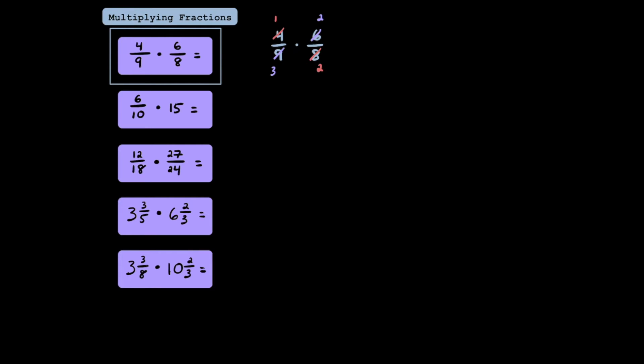I see that we still have a 2 and a 2 that can be cross-canceled, so 2 becomes a 1, and the other 2 becomes a 1. That makes sense because 2 over 2 is just one whole. Multiplying 1 times 1 in the numerator, we're just going to get 1, and multiplying 3 times 1 in the denominator, we're going to get 3.